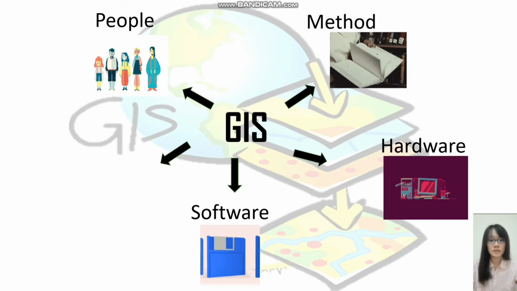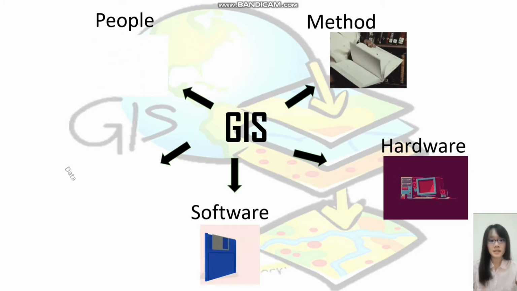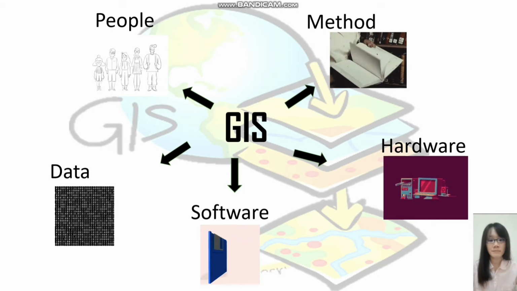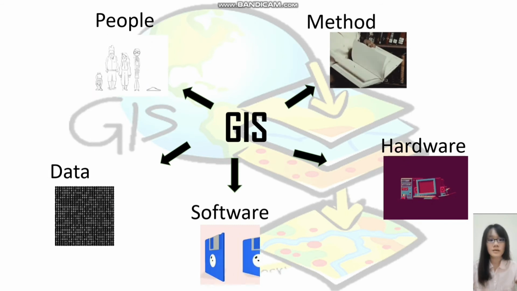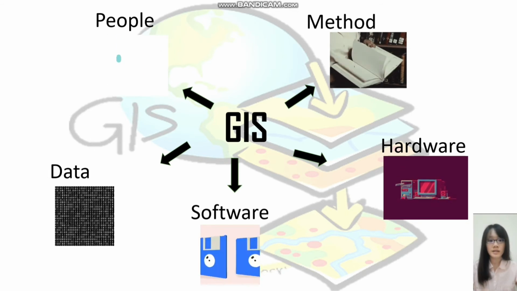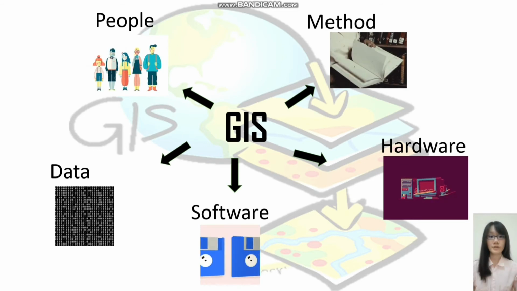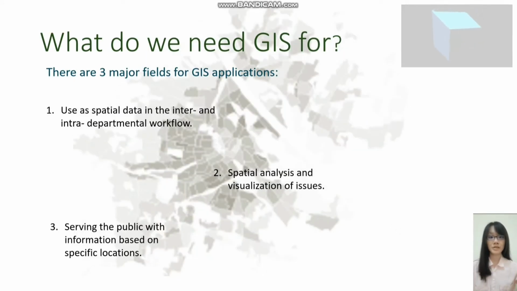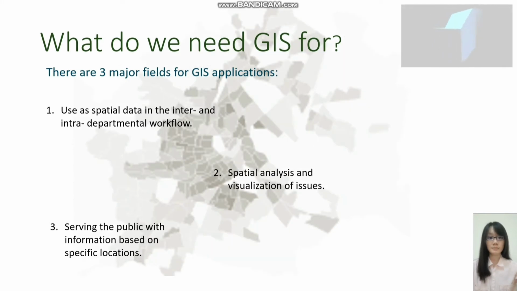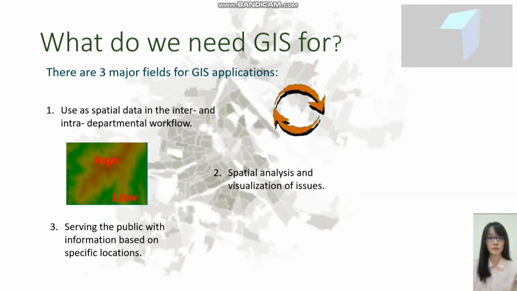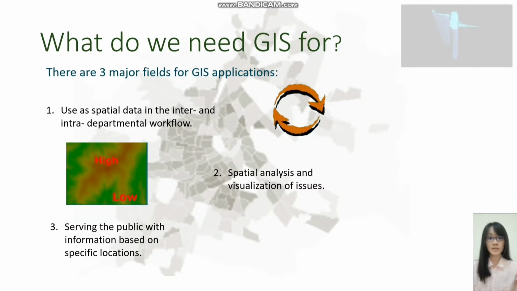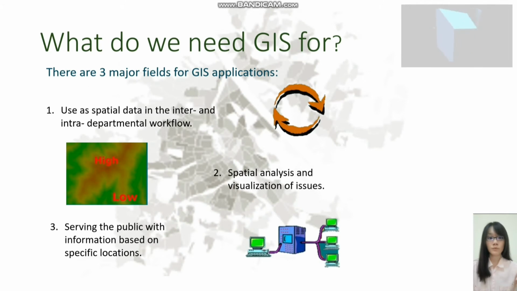One of the most important components of GIS is the data. It is absolutely essential that data be accurate. The following are different data types: vector data, raster data, image data, and attribute data. There are 3 major fields for GIS applications. First, use as spatial data in the inter- and intra-departmental workflow. Second, spatial analysis and visualization of issues. Last one is serving the public with information based on specific locations.